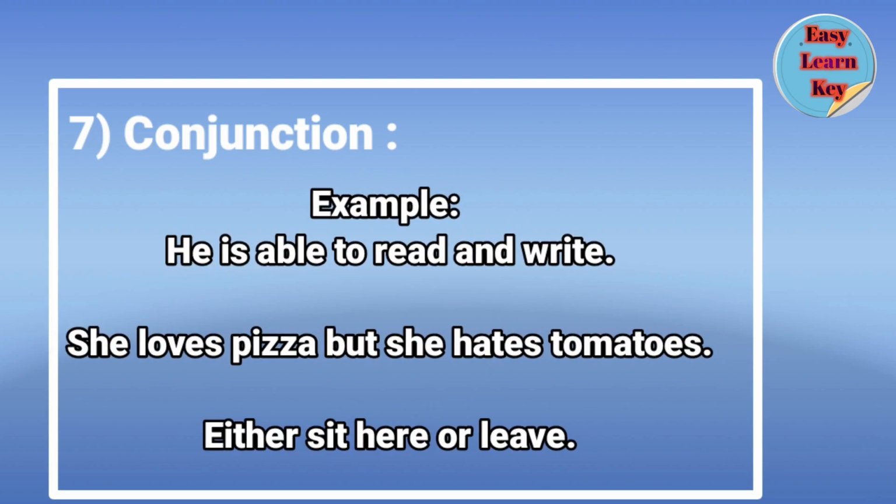For example, he is able to read and write. She loves pizza, but she hates tomatoes. Either sit here or leave. In those examples, and, but, or are conjunctions.